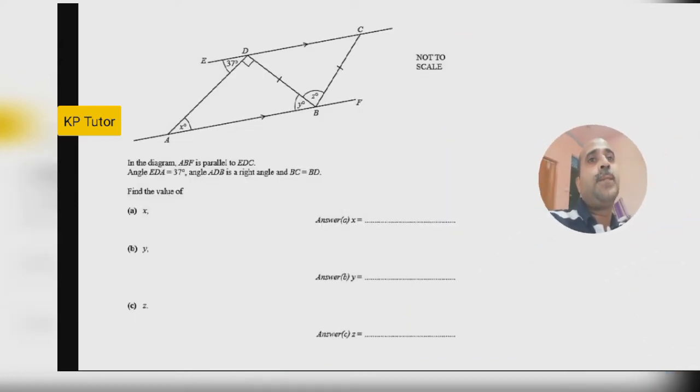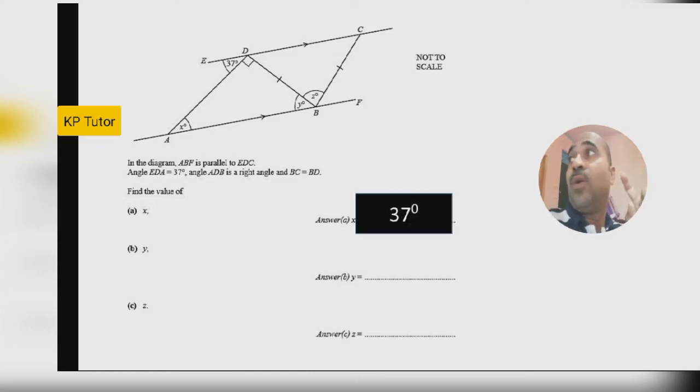This question is not that easy, but some questions are very easy. Just to check the x value: where is the x value? There is one parallel line. The x and that 37 just connect. What will come? Z angle. So x is equal to 37 degrees because of that angle.